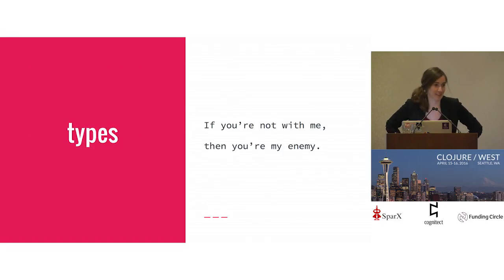So the first thing I'm going to talk about is types, right? That's what I keep hammering on. And I know we probably have a lot of mixed opinions about types in this crowd, so I want to put it really simply, right? Type system, if you are not with me, then you are my enemy, right? If you make me do things that I don't want to do and you don't give me anything for it, then why do you exist?